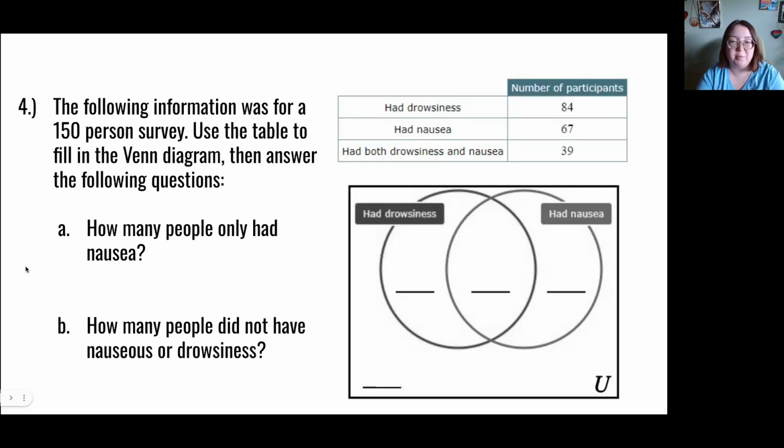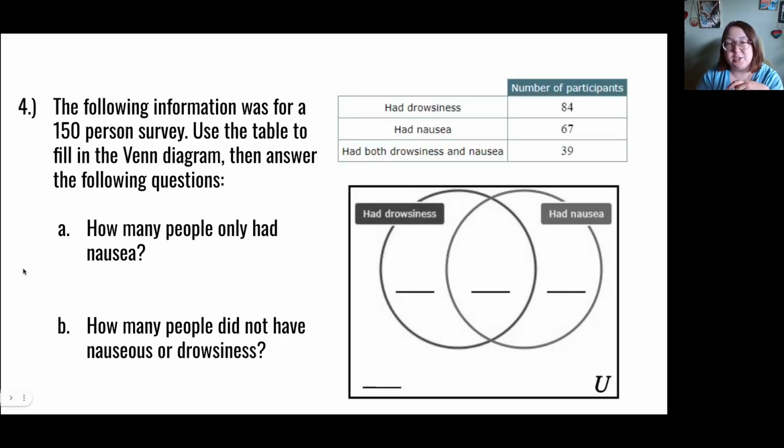All right, so number 4, the following information was for a 150-person survey. We're going to use the table that we have to fill out the Venn diagram. So that's going to be the first thing we do, is we want to fill out the Venn diagram. We have a couple blank spaces. Then we're going to answer the questions based on our Venn diagram. So A, how many people only had nausea? Then B, how many people did not have nausea or drowsiness?